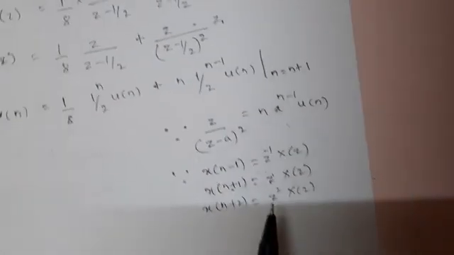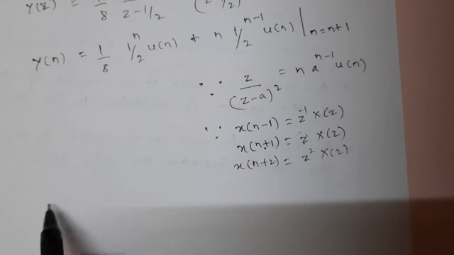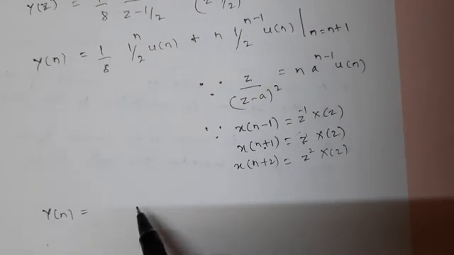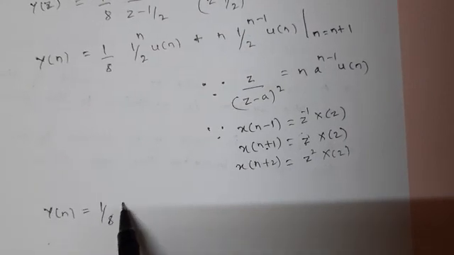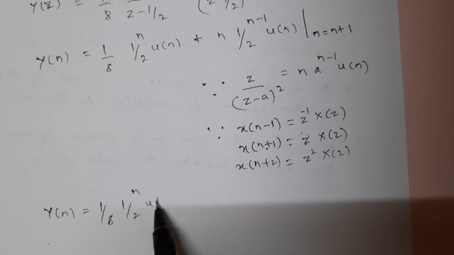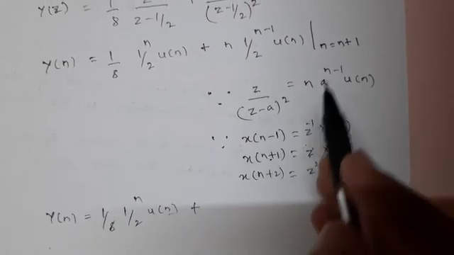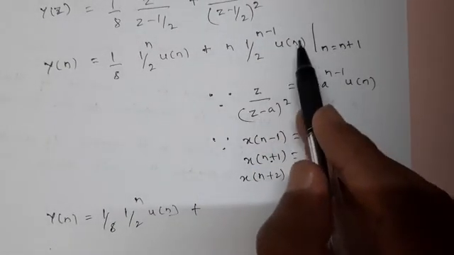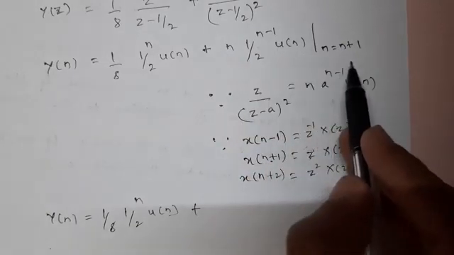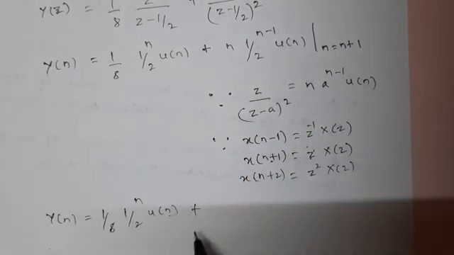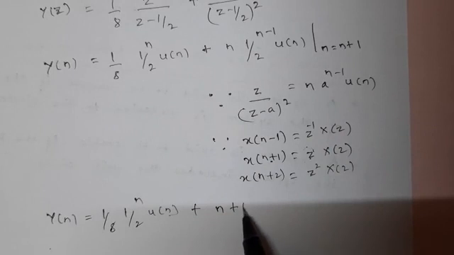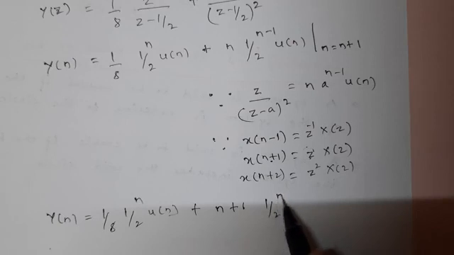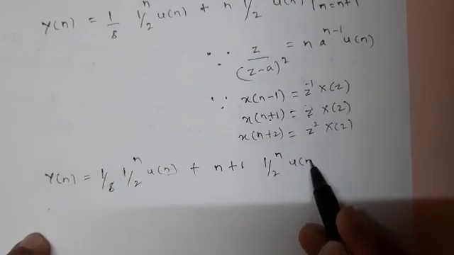And hence your final answer is y of n is equal to 1 by 8 half to the power n u of n, and in this equation shift by n plus 1. Wherever n is there, write it as n plus 1. So n plus 1 half to the power n minus 1 plus 1, n minus 1 plus 1, so n u of n plus 1.